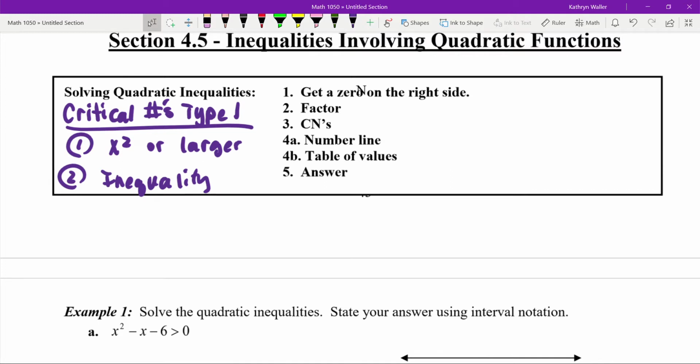I really think the two biggest, most difficult parts of this problem are number 1, identifying that it's critical numbers type 1, and number 2, remembering the steps. Doing it is a breeze, okay? So step number 1, get a 0 on the right. Step number 2, factor. Step number 3, find your critical numbers. Step number 4, find the number line. And then once you find your number line, you just have to test, change that to test regions, okay? And then write your answer, okay?